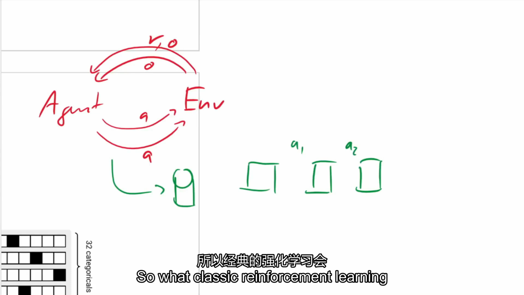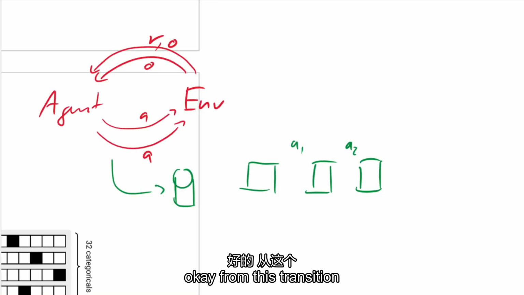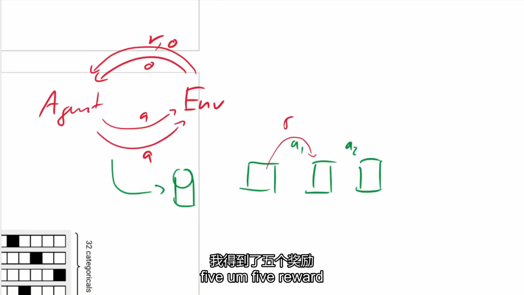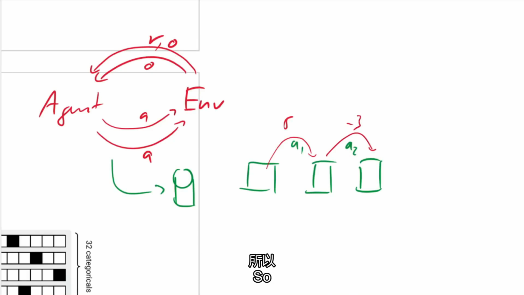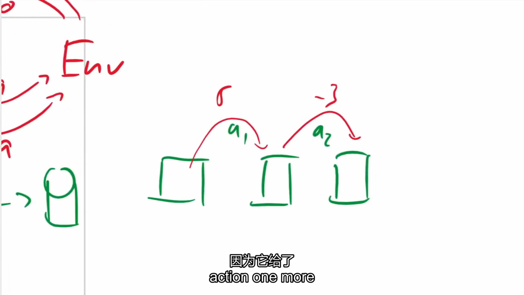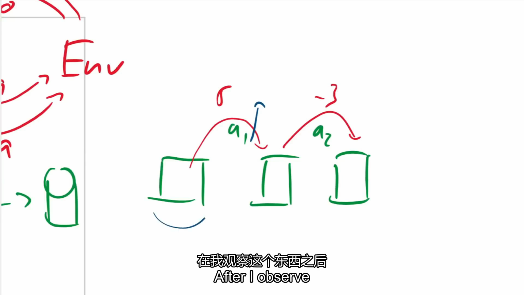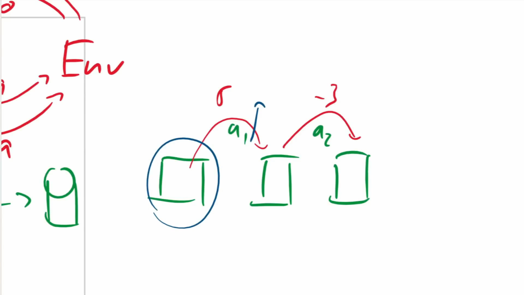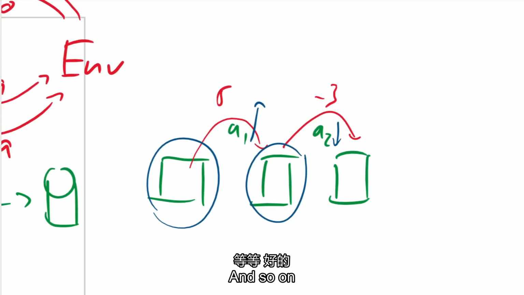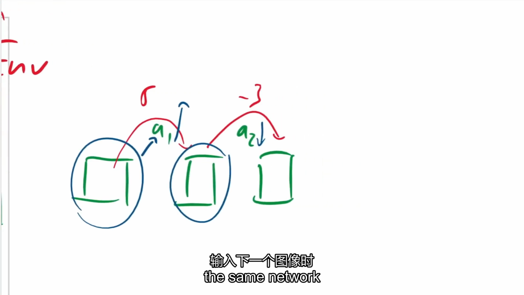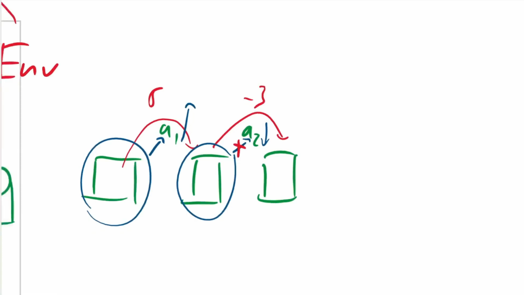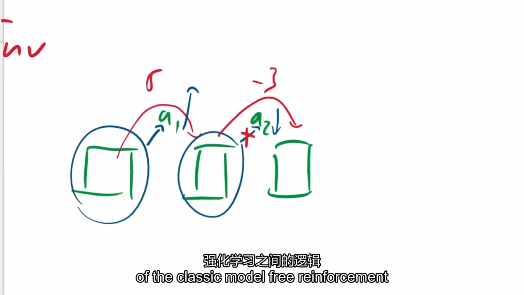action 2. So what classic reinforcement learning would do is say, okay, from this transition, doing this action, I have gotten 5 reward. And from this transition and this action, I've gotten -3 reward. So I'm going to have to do this action 1 more often because it gave me a lot of reward after I observe this thing here, right? The combination of this thing, I need to do action 1 more. And when I'm in this situation, I need to do action 2 less, and so on, okay? So you're simply trying to put this image that you get into a neural network that tries to predict action 1 as often as possible. And you want the same network, when you input this next image, to not predict action 2. So like anything but action 2. Okay. So that's the logic of the classic model-free reinforcement learning.